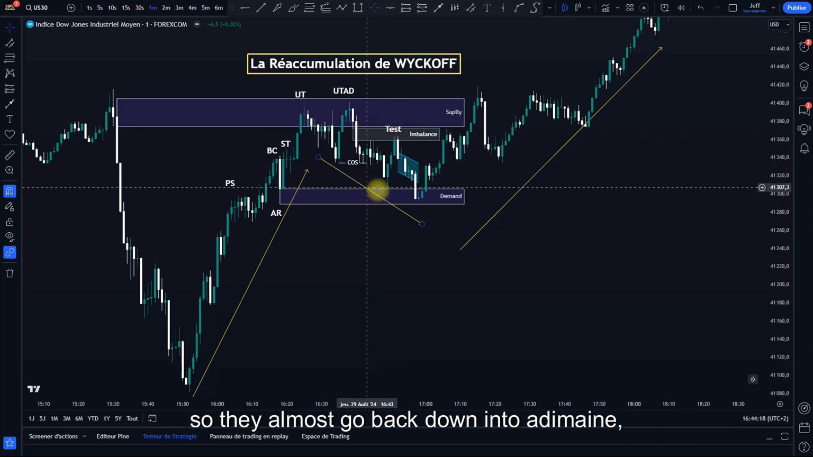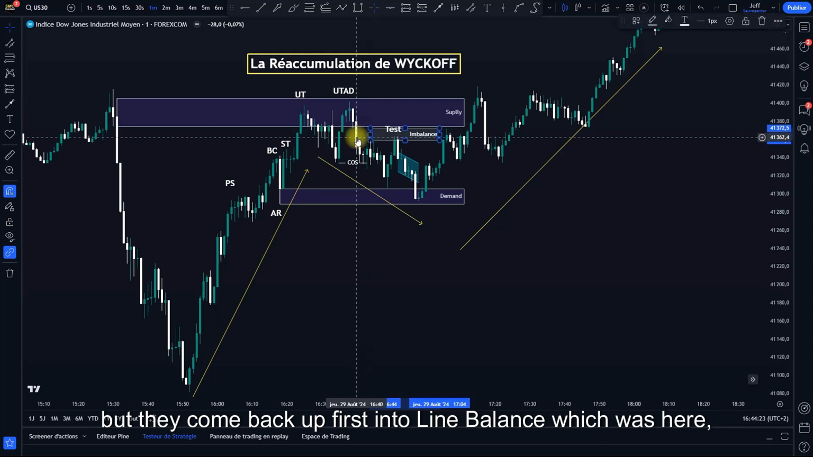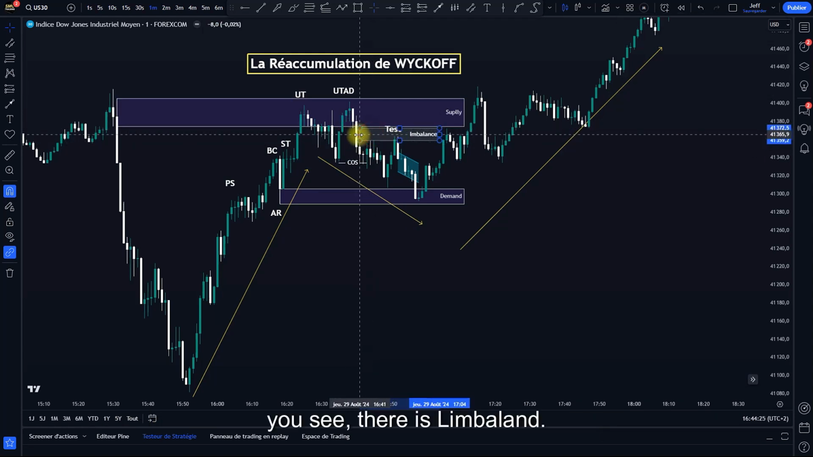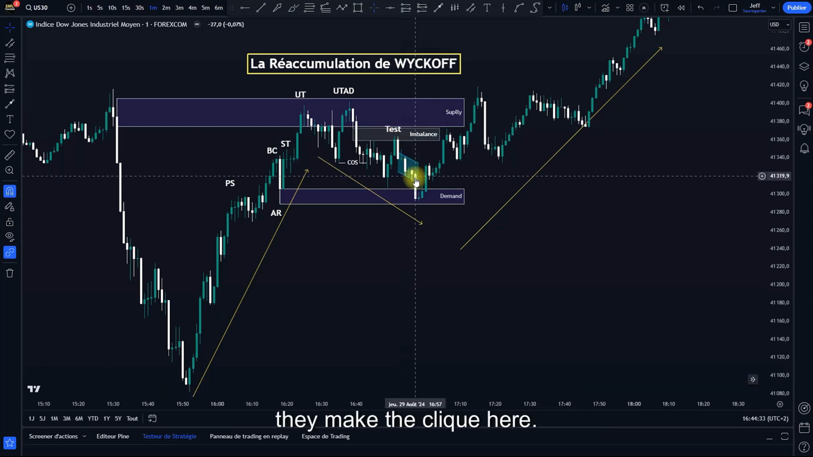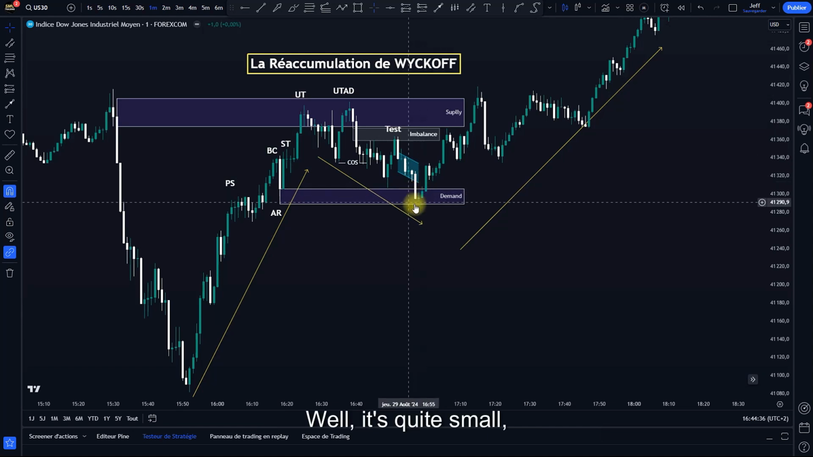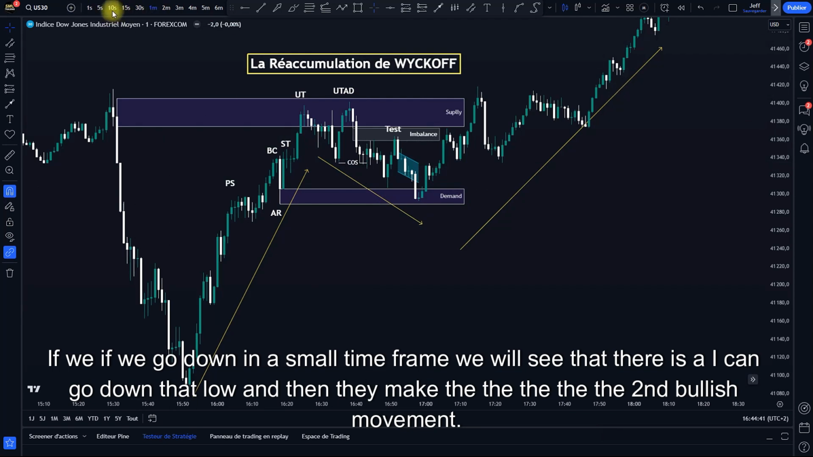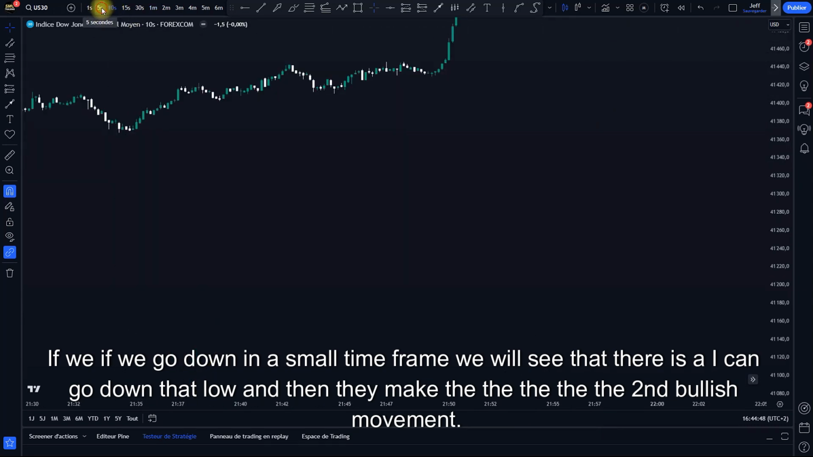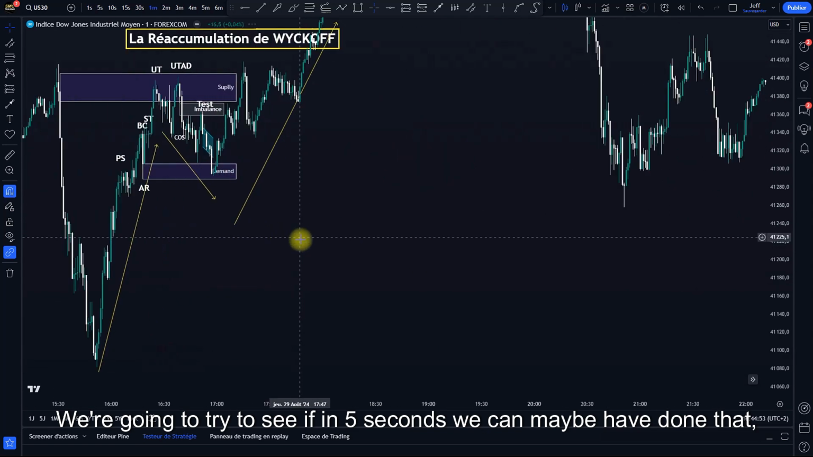They come back up, so they almost go back down into the order block. They come back up first into the imbalance, which was here. You see, there is an imbalance between this wick and this wick, which perfectly mitigates a part of the imbalance here. They make the click here. Well, it's quite small. They're redoing the accumulation here. If we go down in a small time frame, we will see that there is a low, and then they make the second bullish movement.